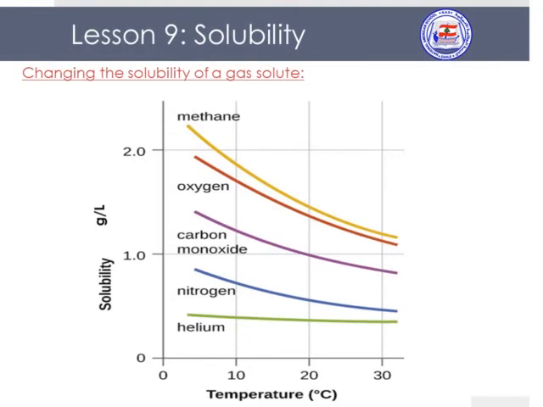In front of you on this graph, you can see decreasing curves. All of the curves are going downward, which means that when the temperature increases, the solubility of these gases decreases.